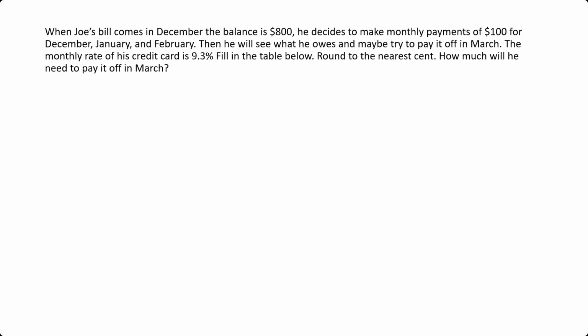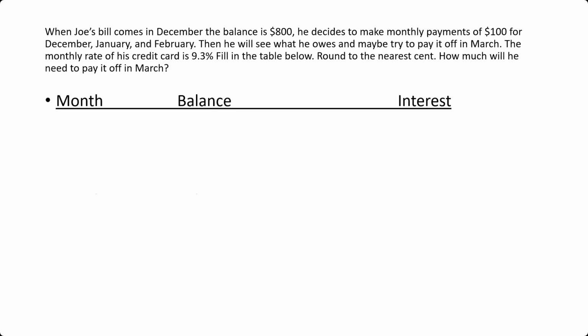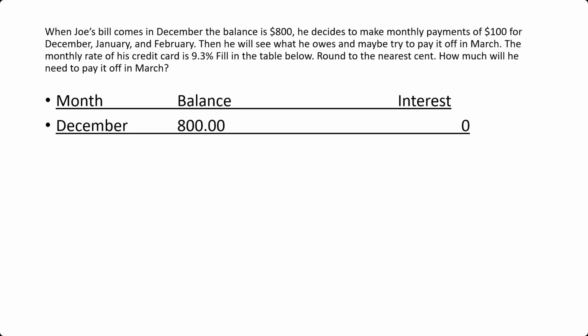When Joe's bill comes in December, the balance is $800. He decides to make monthly payments of $100 for December, January, and February. Then you will see what he owes and maybe try and pay it off in March. The monthly rate for his credit card is 9.3%. Bill on the table below. Now, this part would be given. Because when you have a credit card, the interest is 0.